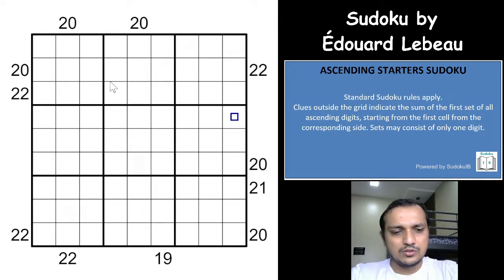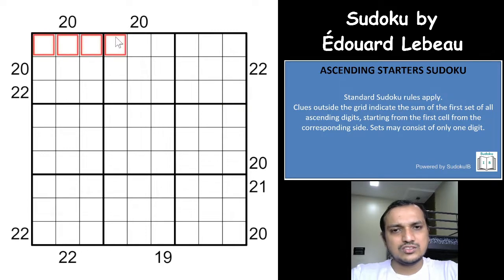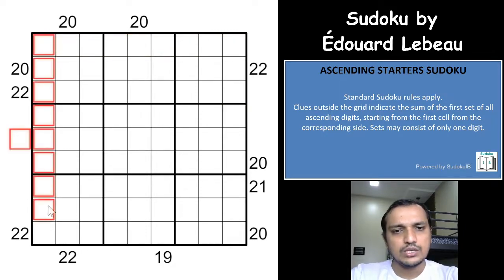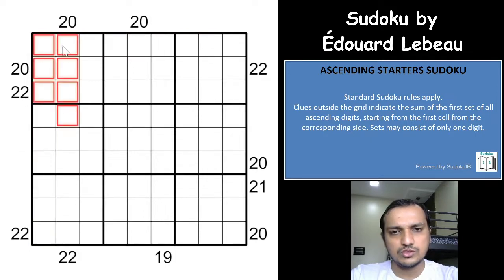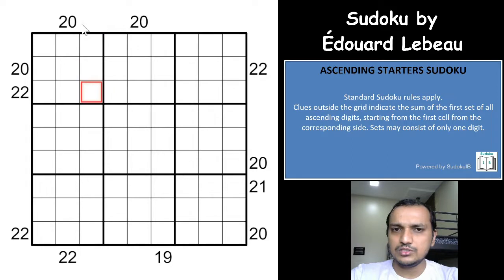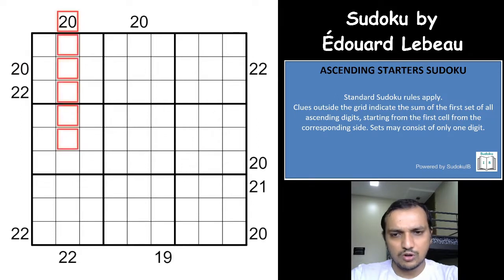And now coming back to this Sudoku. Classic Sudoku rules apply. You need to place digits from 1 to 9 in each row, each column, and 3 by 3 box without repetition. Apart from that, you have some digits outside the grid. The digits outside the grid indicate, in that particular row or column from that direction, a sum. So 20 from this direction for the row, and this 20 from this direction for the column.